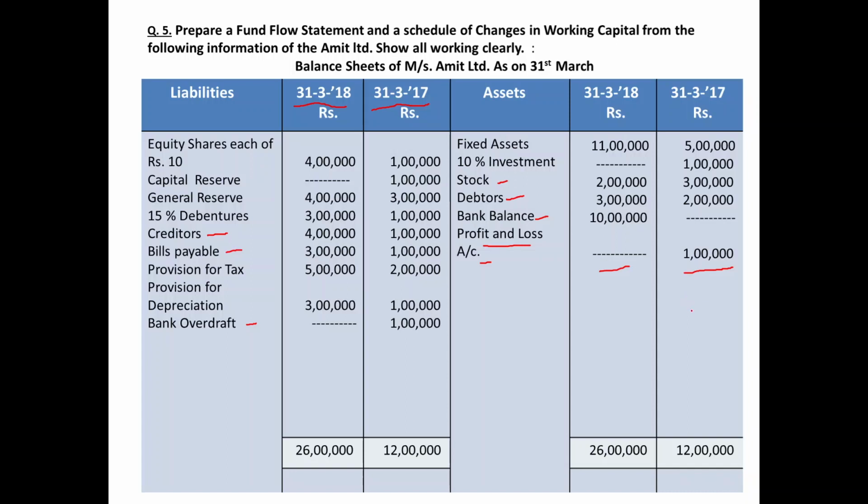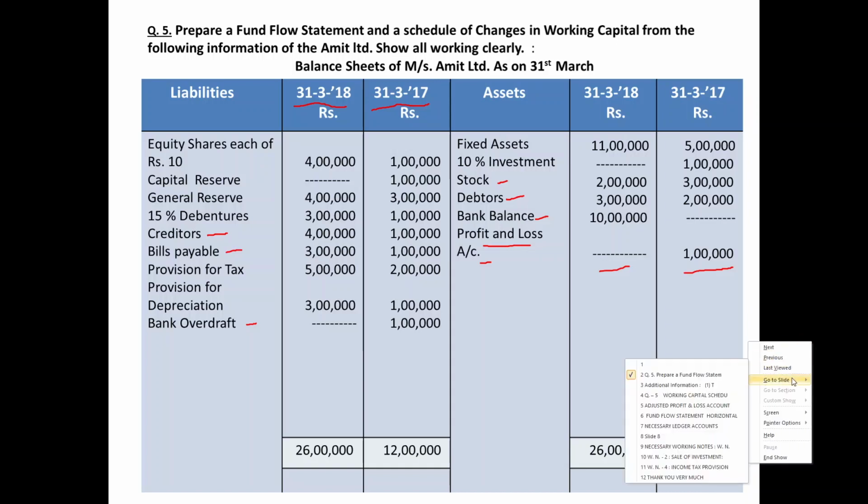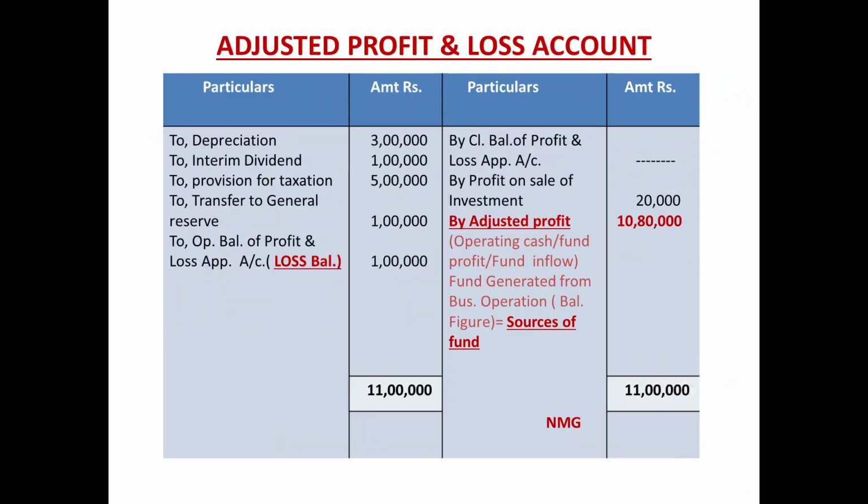Now how to report this profit of rupees 1 lakh? Ultimately, we have to report it in the adjusted profit and loss account, like we were reporting the profit for the last 4 questions, by reporting the two balances of profit and loss appropriation given on the liability side of the balance sheet. Likewise over here also we have to report these two balances in the form of current year's profit in the adjusted profit and loss account. How can we do that? Let me show the adjusted profit and loss account.